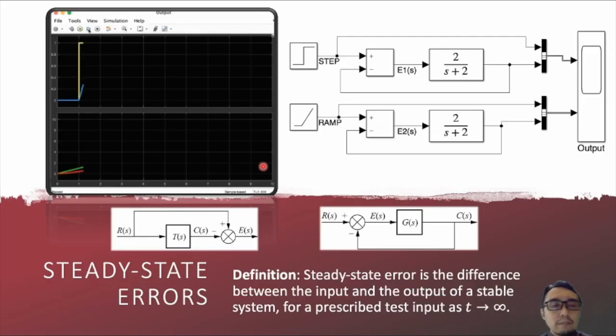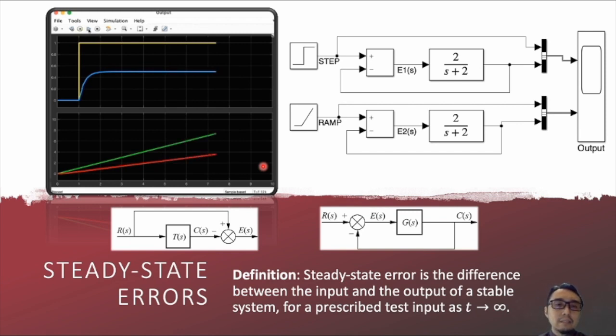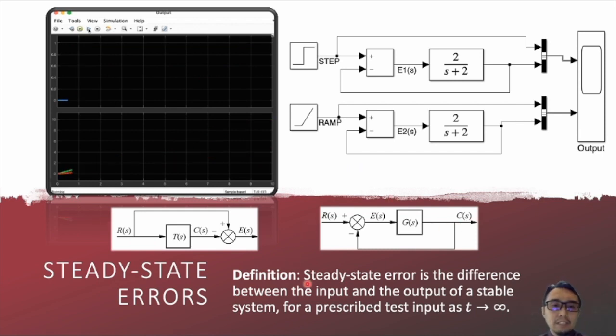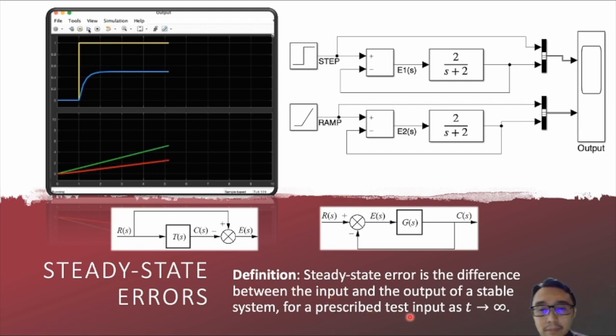Okay, so the topic for today is actually steady state errors. So we have covered the transient part of the response. We are looking at the steady state part of the response now. So here, the definition of steady state error is the difference between the input and the output of a stable system. So make sure the system is stable first, for a prescribed test input as t approaches infinity.